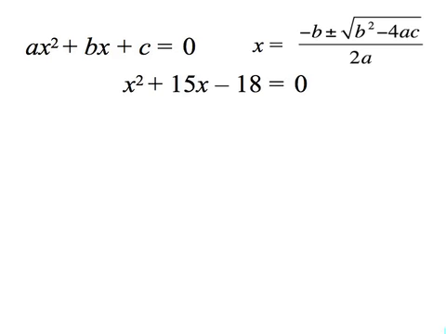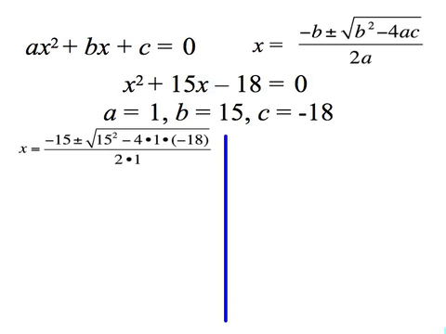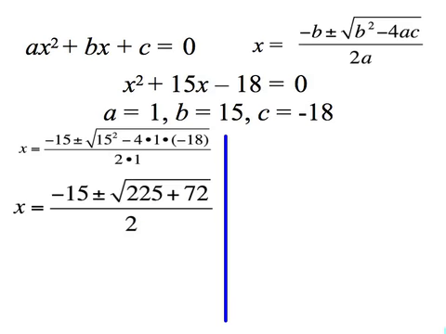Here's yet another problem. C is negative. A is 1, B is 15, and C is -18. And when we plug them in, we get this. And when we do the order of operations, we get 15 squared is 225. But notice where it says plus 72. We got that because 4 times 1 times -18 is -72.